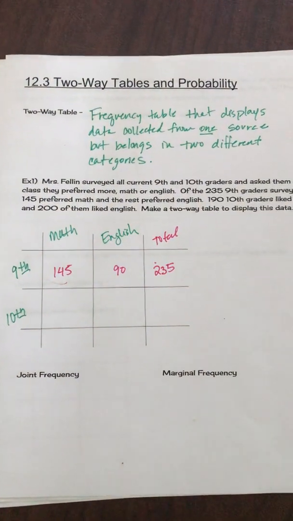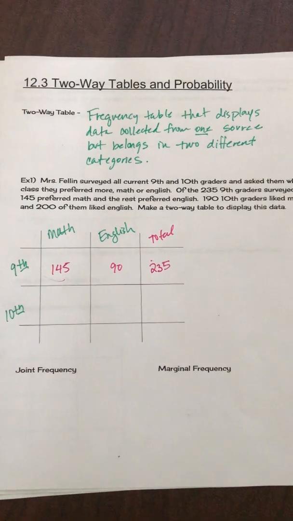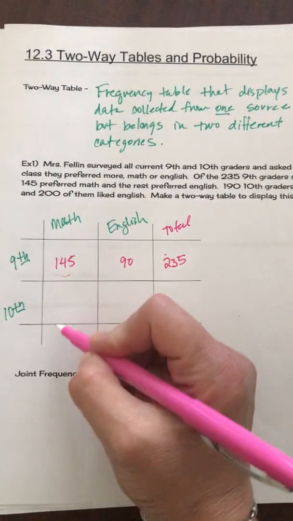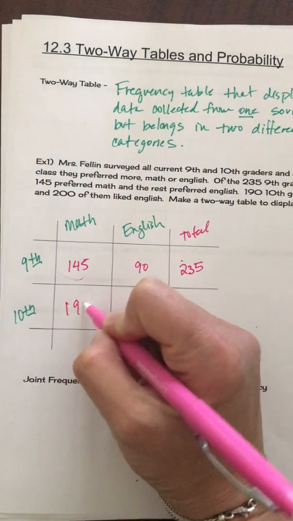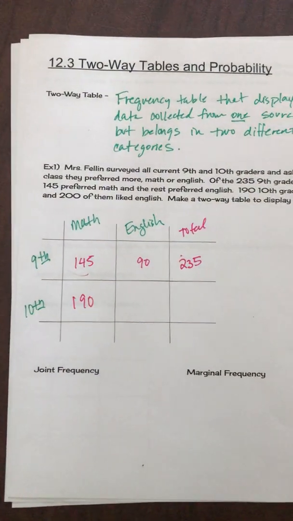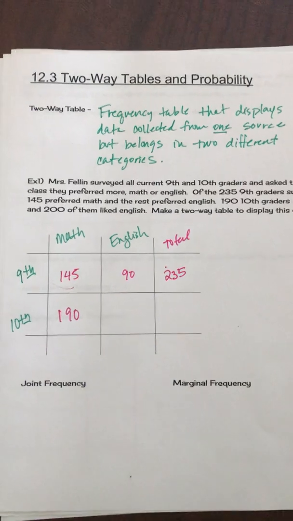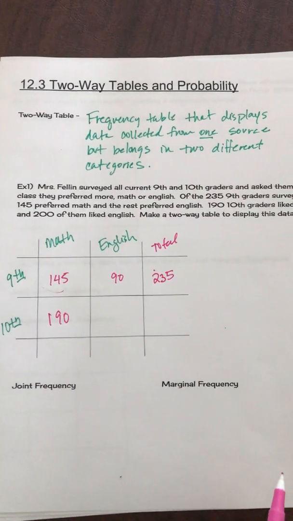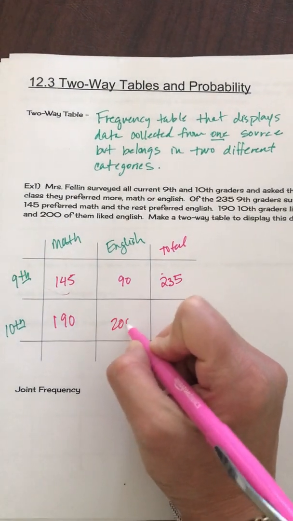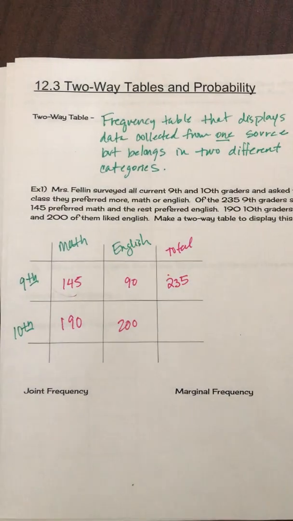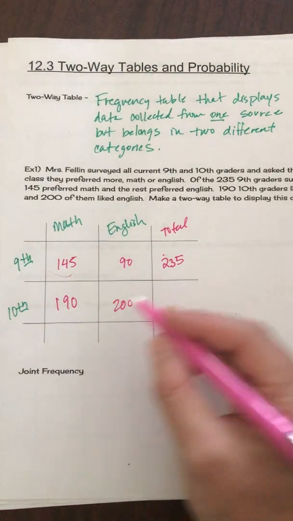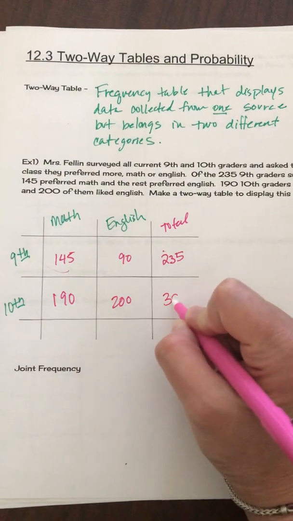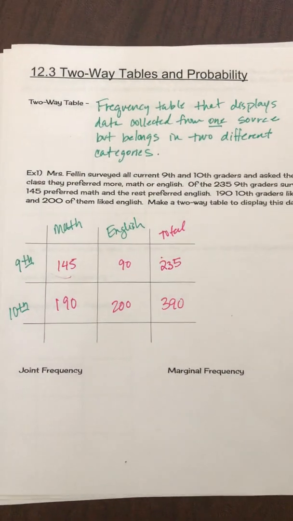All right, moving on. It says 190 10th graders liked math, so 10th graders who like math would go right here: 190. And then 200 of them liked English, so 200 10th graders liked English. What I didn't give you in this row is the total, so you just have to add those up and get 390.